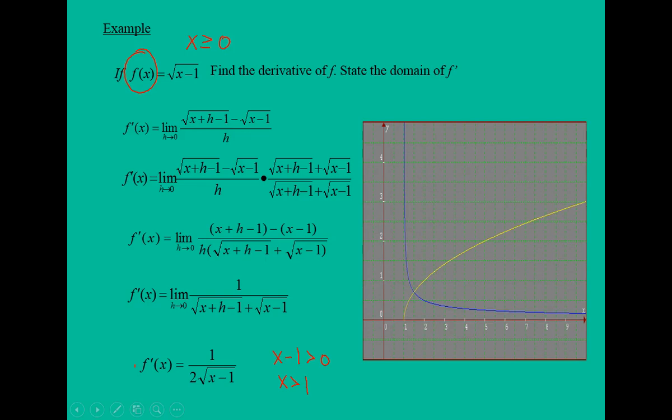And if we graphed the function and its derivative, you should be able to tell which one's the function. The yellow graph is our square root of x minus 1, and then the blue graph is our derivative. And do the analysis.